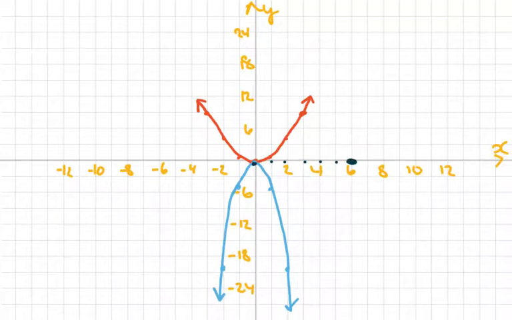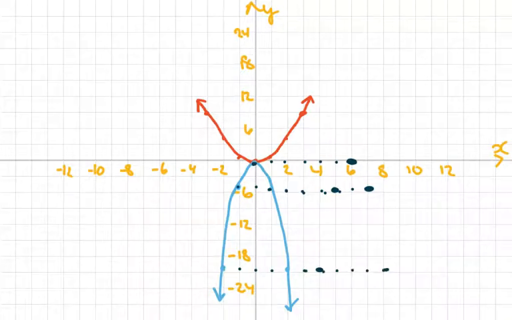Take this -1, -5 and move over 6. 1, 2, 3, 4, 5, 6. Take this +1 and move it over 6. 1, 2, 3, 4, 5, 6. Take this -20 and move it over 6. And this -20. 1, 2, 3, 4, 5, 6.